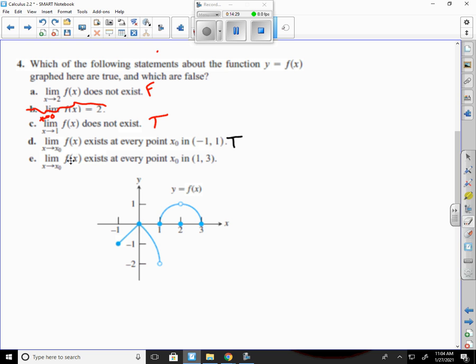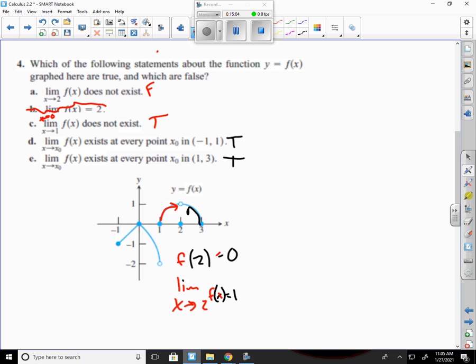Part E, does it exist at every point from 1 to 3? And this would also be yes. Even though at 2, f of 2 is equal to 0, the limit as x approaches 2 is 1, because it's going up towards 1 as x goes to 2. My y goes towards 1.